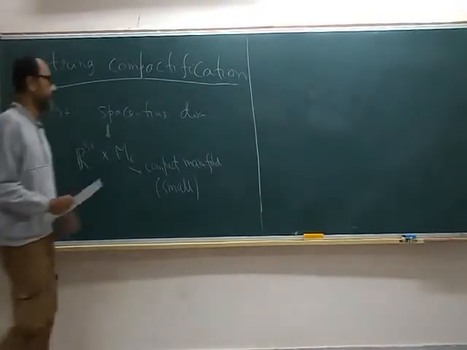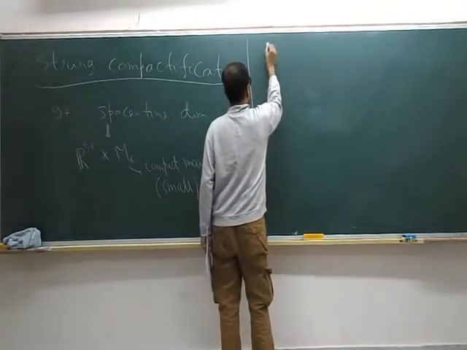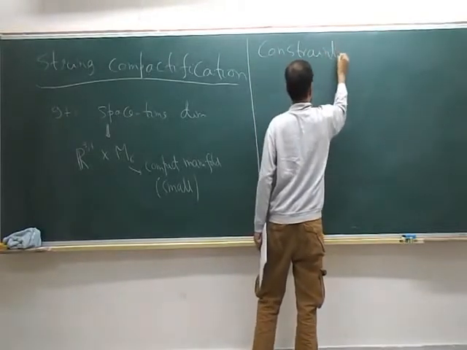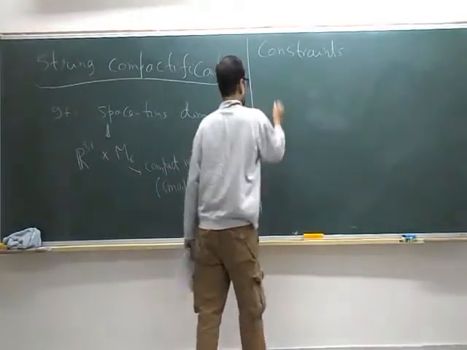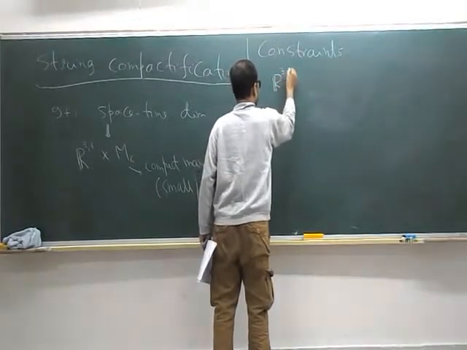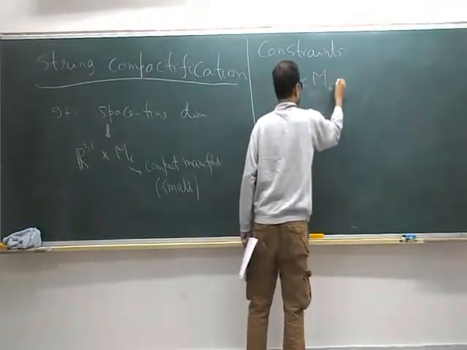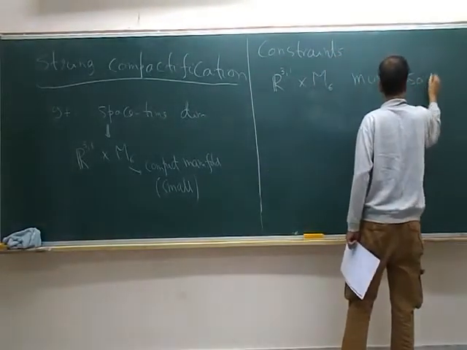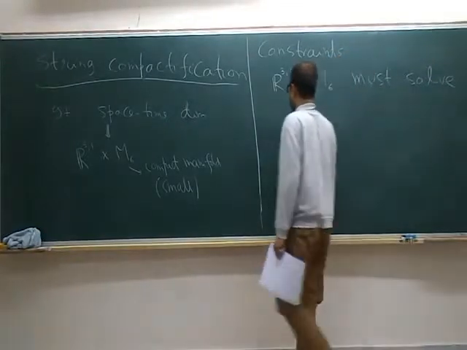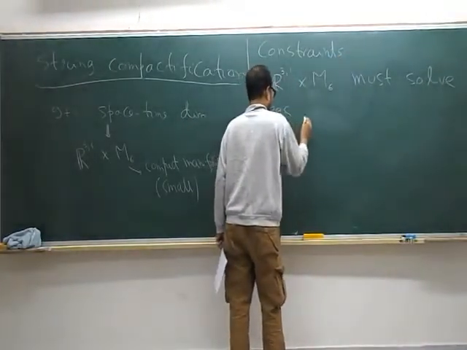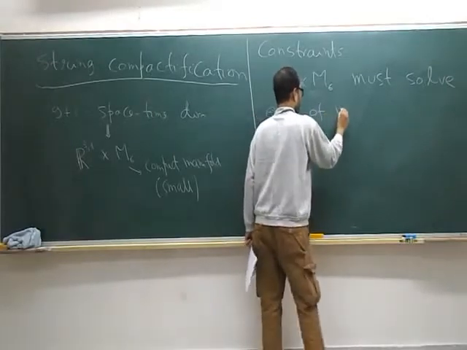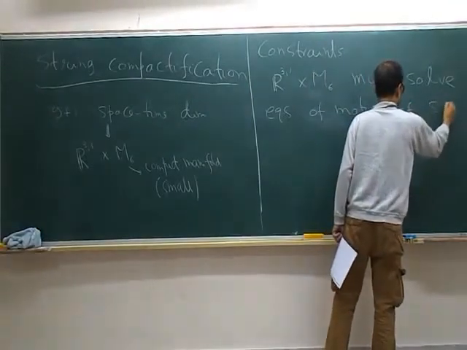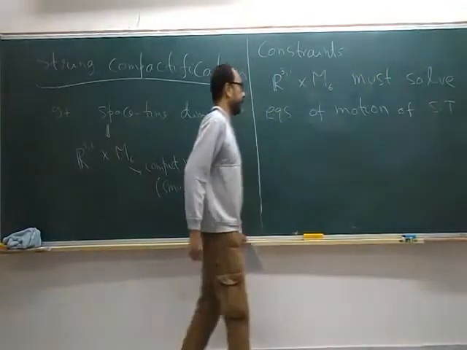So the theoretical constraint is that this space, either Minkowski times M6 or de Sitter times M6, must solve the equations of motion of string theory, whatever that may be. We will make it more specific later. So this is the theoretical constraint.